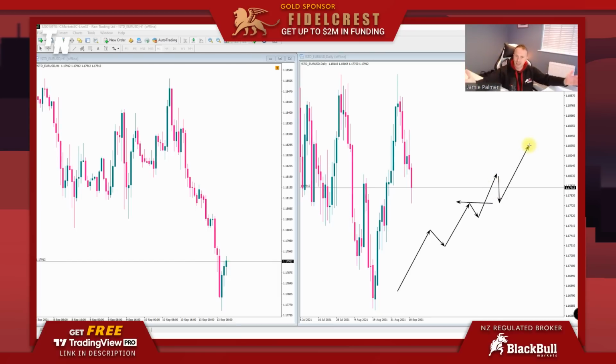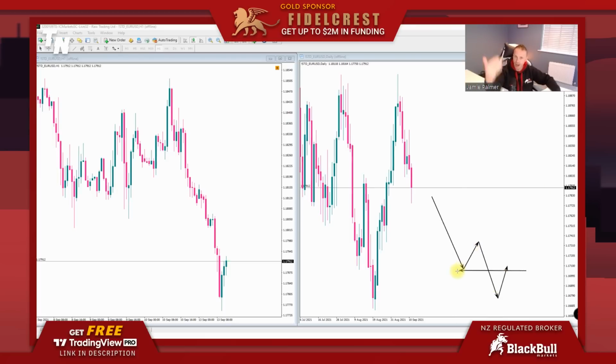So how do we identify an uptrend? By looking for this kind of pattern. Price making higher highs, higher lows, and resistance being broken, support being held. And the complete opposite if price is in a downtrend. Support will be broken and resistance will get held. So this is what we're looking for.